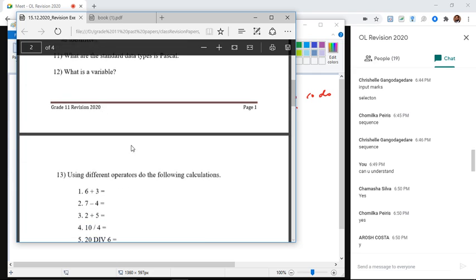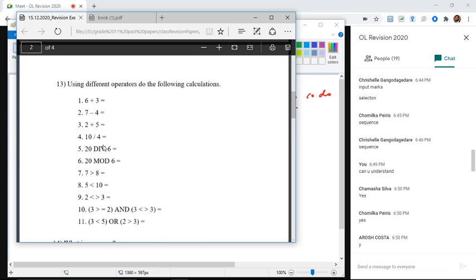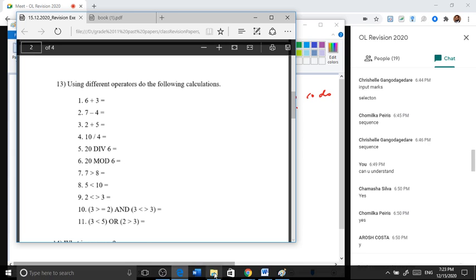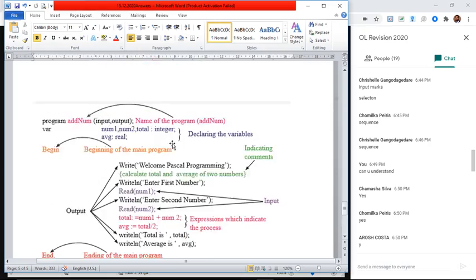Right. Then we are having some arithmetic operations, logical operations, and comparisons. Okay, right. We'll go for that. I'll check that note.